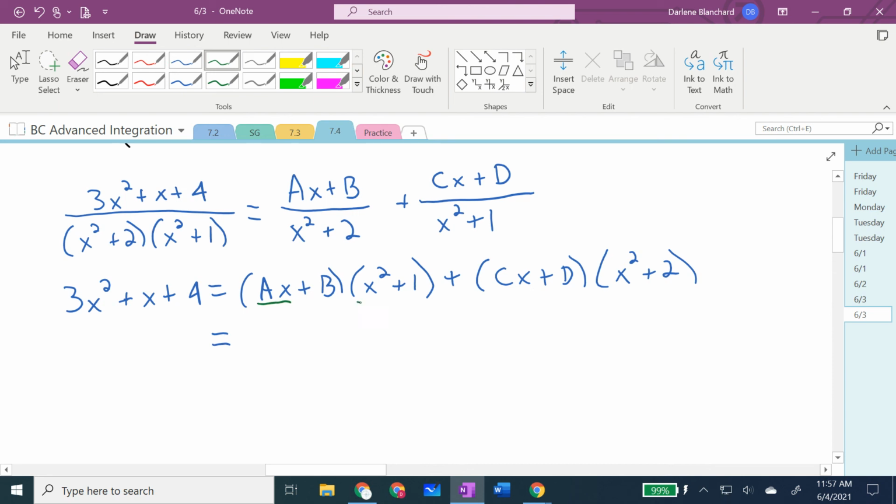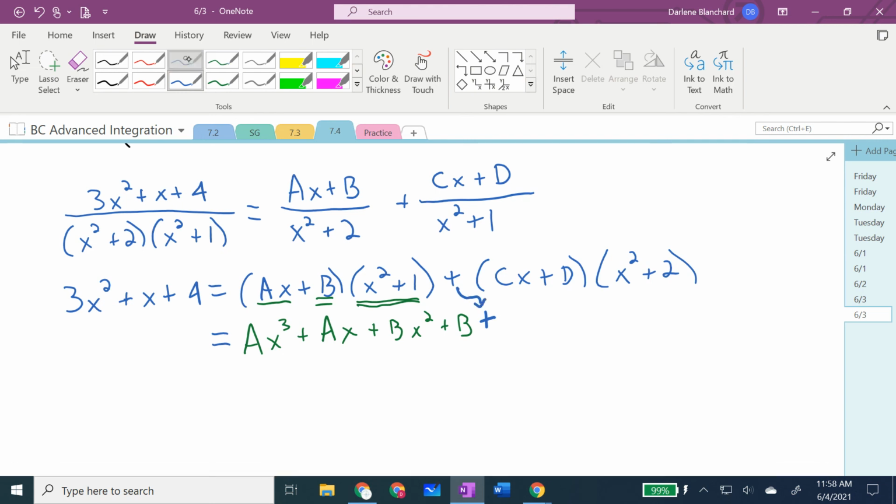I'm going to distribute the ax through the x squared plus 1. And then I'm going to distribute the b over the x squared plus 1. And then I've got that plus sign. And then distributing the cx over x squared plus 2. And distributing the d over the x squared plus 2.